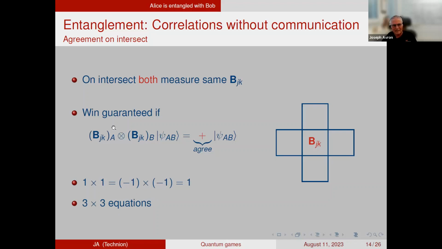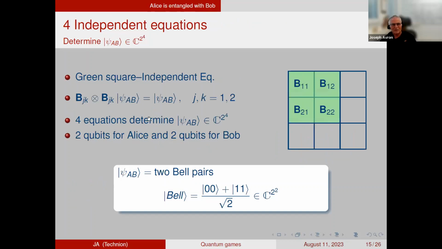It turns out that 9 equations are too many equations to find a psi AB if they were independent. But the beauty is that you don't need the 9 equations. It's enough to satisfy this equation just for the green square, because as I explained before, the green square determines the entire table. So the equations you get from all other entries actually follow from the equations from these 4 entries.